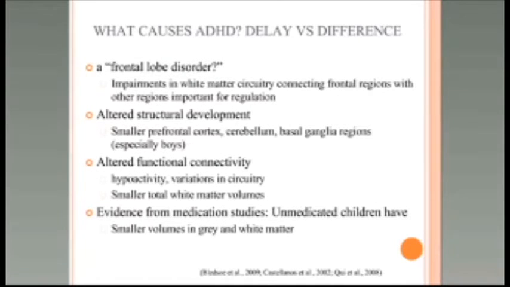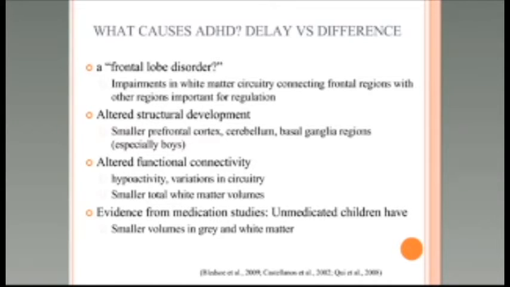So when we think about what causes ADHD, it's important to think about whether this is simply a frontal versus more of a whole brain presentation. Certainly, as I mentioned, there are impairments both in white matter circuitry connecting frontal regions, as well as differences in structural development. So the prefrontal cortex, or the frontal regions, are smaller. The cerebellum is often smaller, an area important for regulation and timing as well. And basal ganglia regions have been shown to be smaller, particularly in boys.